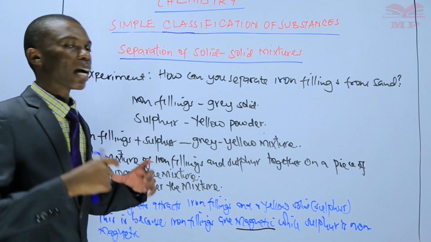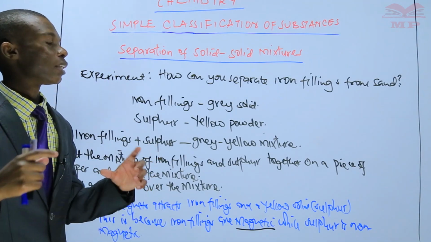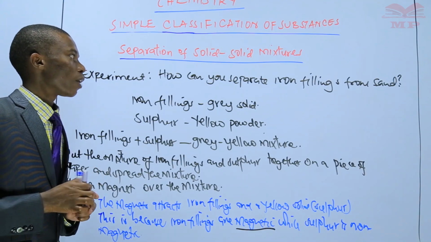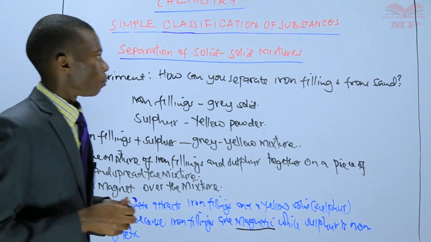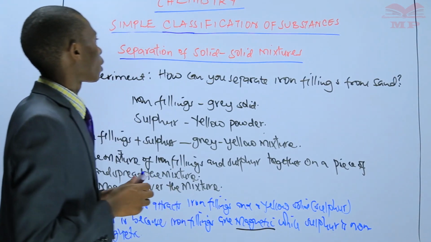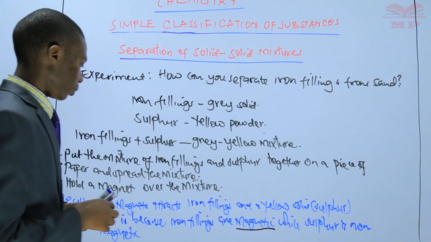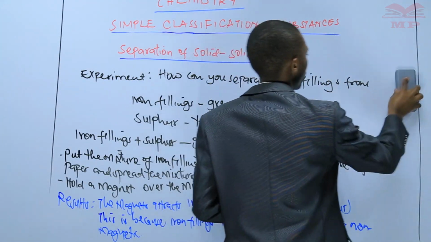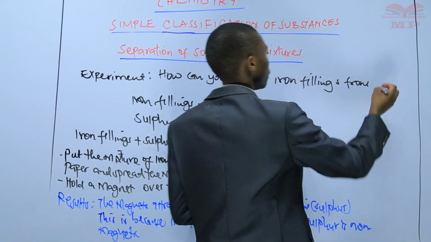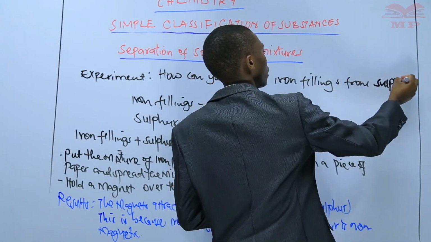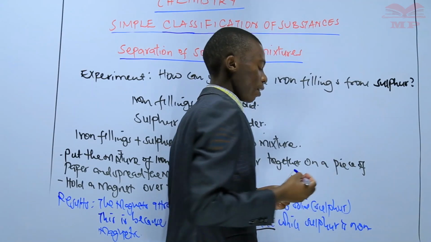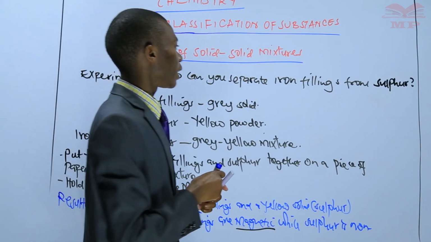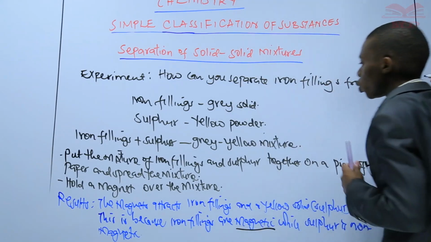Therefore, that is the method you can use to separate the mixture of iron filings from sulfur. Sorry, I made a mistake at the beginning. It was supposed to be sulfur, not sand. Therefore, the method we have used to separate is use of a magnet.